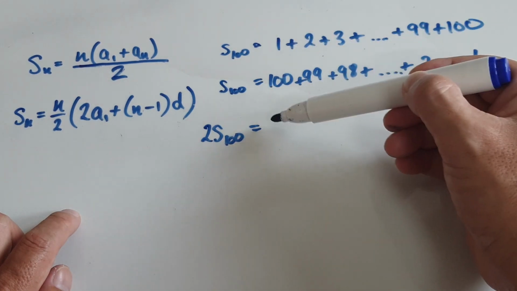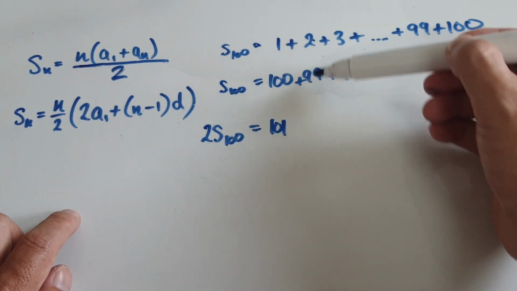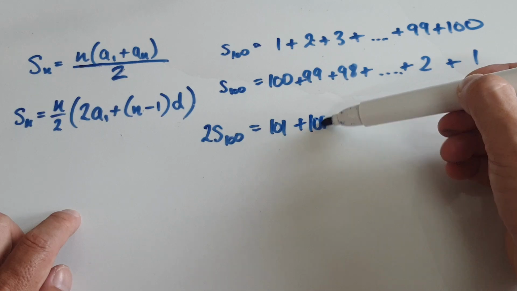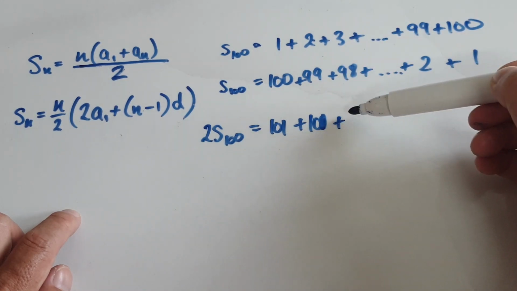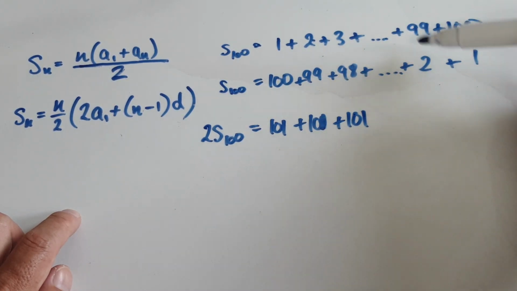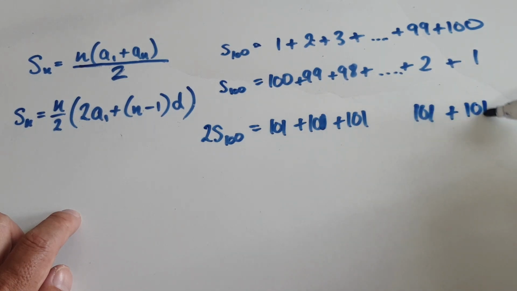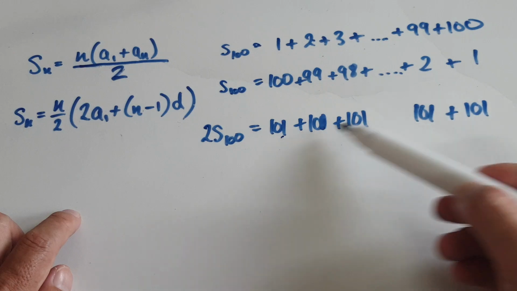So this plus this would be 101. This plus this would be 101. This plus this would be 101. So you've got 100 terms. So basically you've got 100 terms down here.